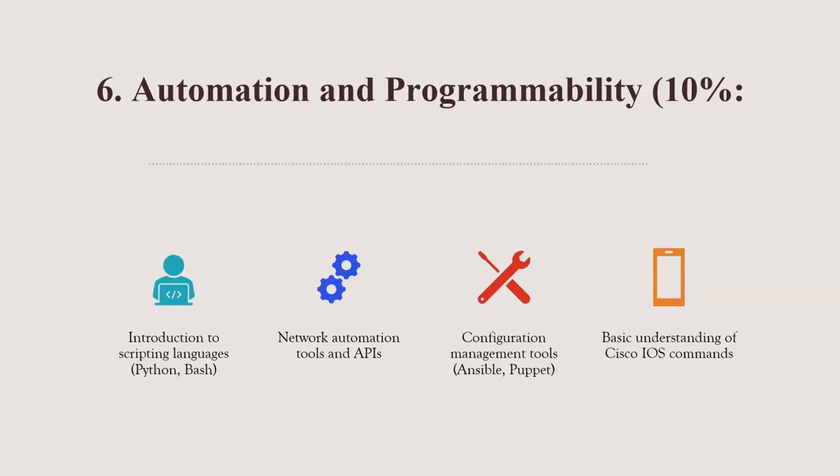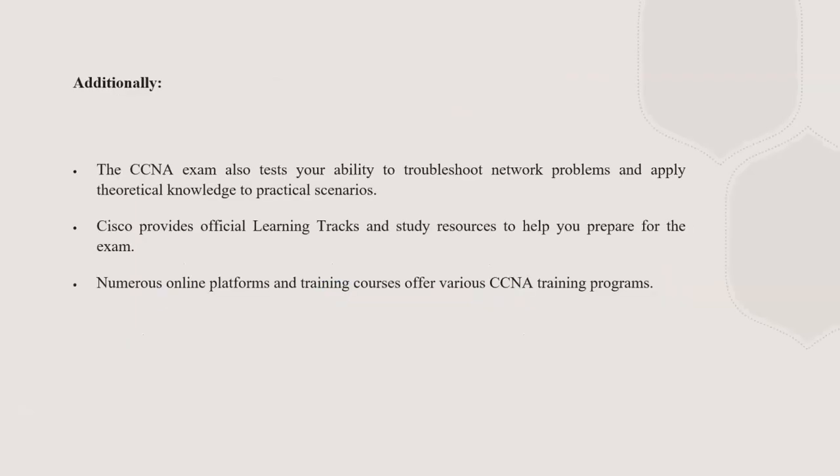And the sixth most important module is automation and programming. So you must know a little bit about how these modules work using scripting languages like Bash and Python, and network automation tools and API configuration management tools like Ansible and Puppet. And the last thing is the basic concept of Cisco Internetwork Operating System, IOS, commands.